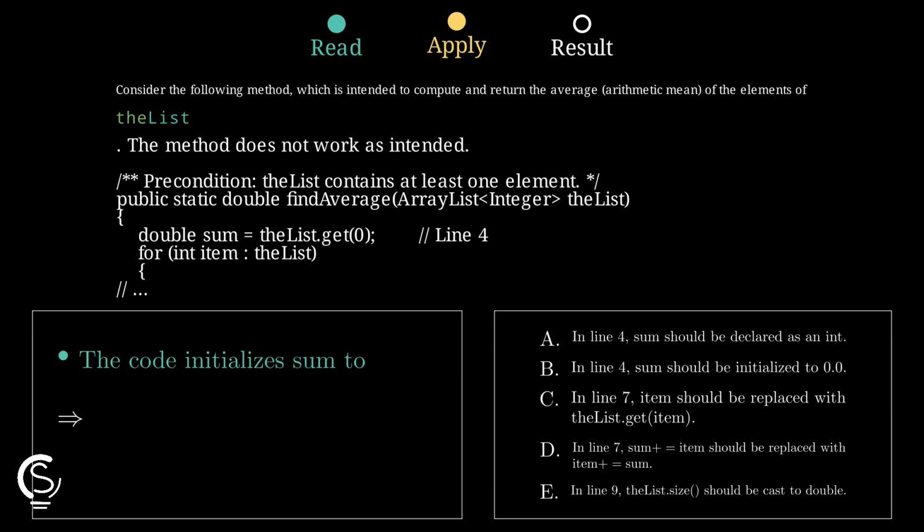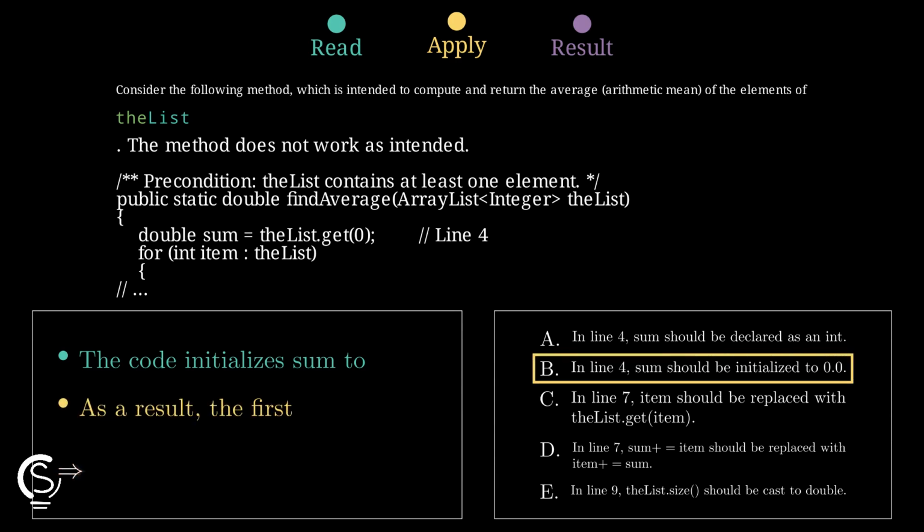To get an accurate average, we must start our sum at 0 before the loop begins running. Changing the starting value to 0.0 ensures every element is counted once. This makes option B the only logical choice for a perfect fix.